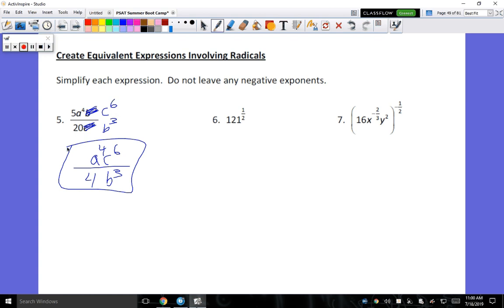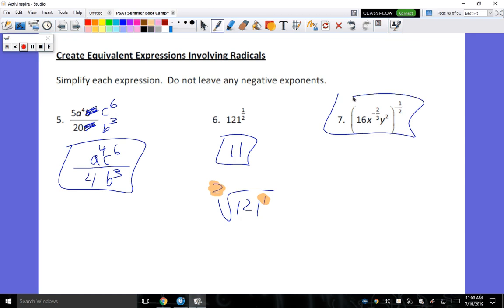What is the answer to this? 11. Because it's just the square root, right? And again, I'm only overkilling this for people who aren't physically here. So we'll take the square root of 121 and we'd get 11. Okay? What should we do here? Not what should we do. What would you do there?